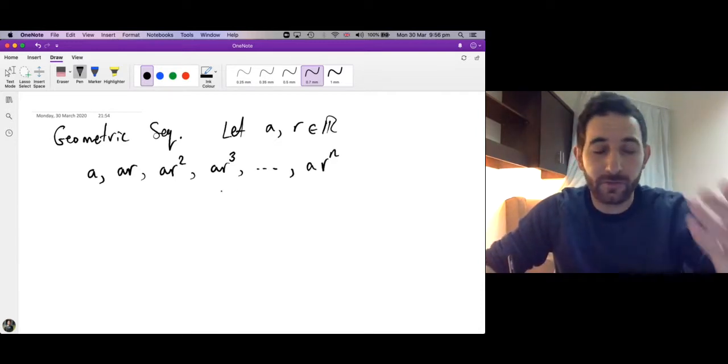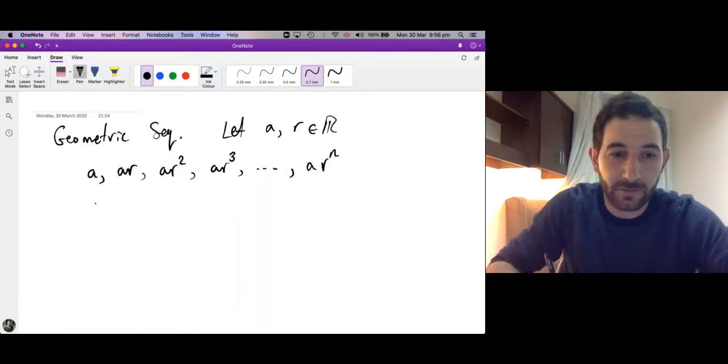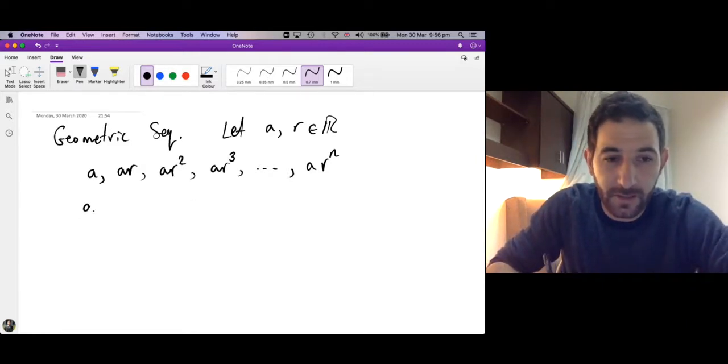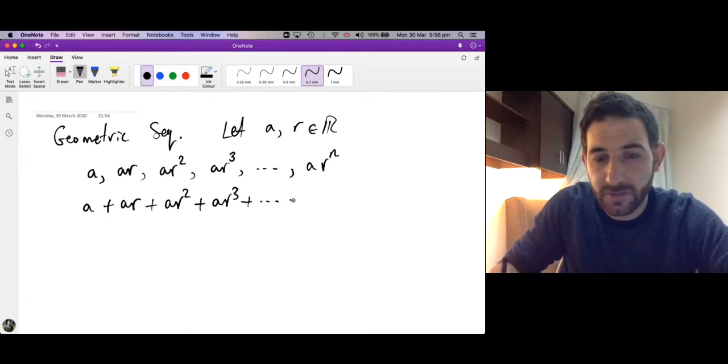And again, we are doing summation, so we want to sum these terms. So we want to find A plus AR plus AR squared plus AR cubed and so on, and we stop our summation at AR to the n.